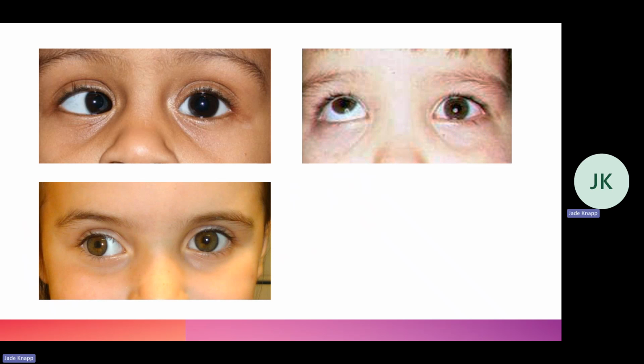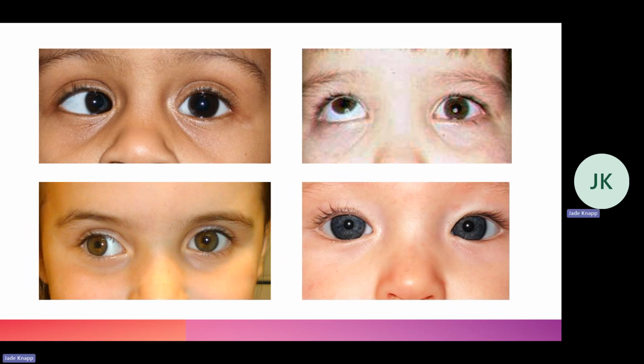Well, they might have an abducens nerve palsy. That's one potential cause, but that's pretty rare. They've got a right esotropia, yeah. So you've got about a 2 to 3 year old with a right esotropia. Might be constant or it might be intermittent. What's this girl got? Right esotropia. This child, right hypertropia.